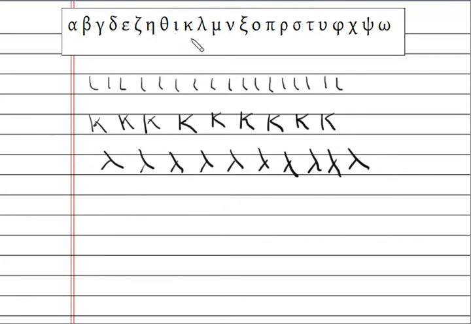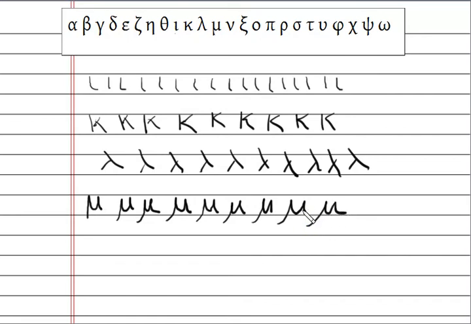So iota, kappa, lambda. Now I want you to look carefully here. Notice it kind of looks like a really compressed M, and that is the mu, the equivalent of the M. To form it, this starts below the line, and just comes straight up and make kind of like a U. And it's there, mu. Make it fairly tight. In most texts, once you see it, it's pretty straightforward. Whoops. There we go. Mu.